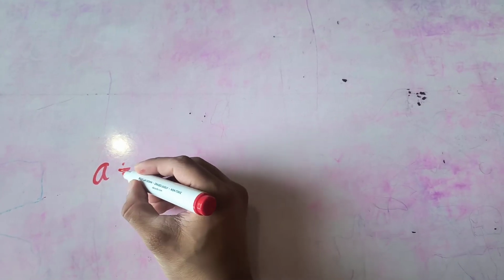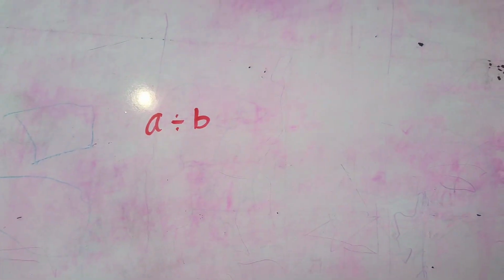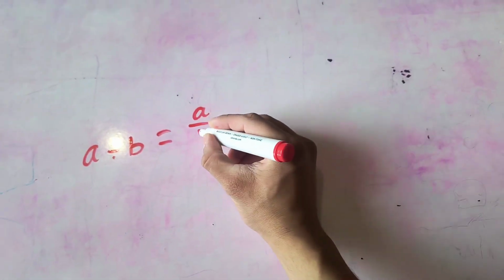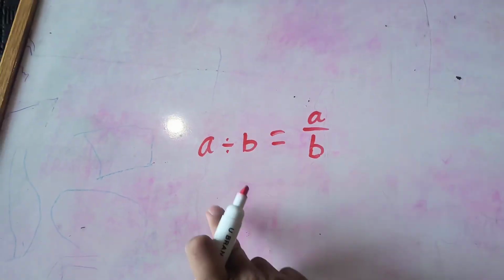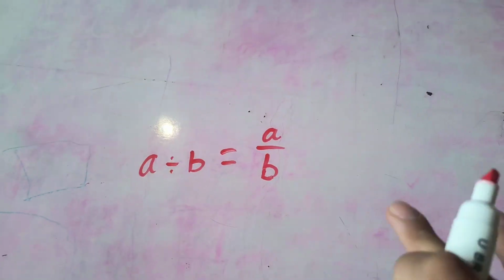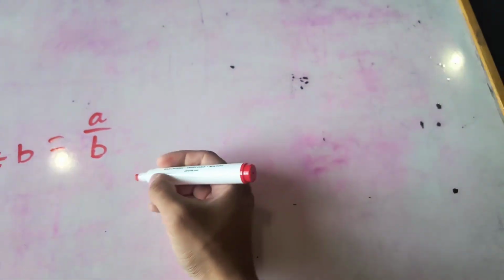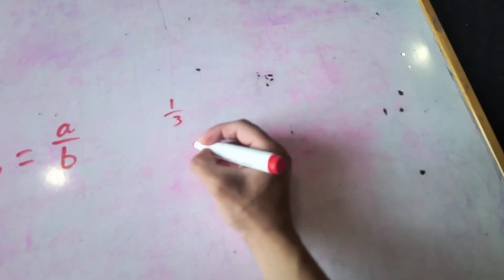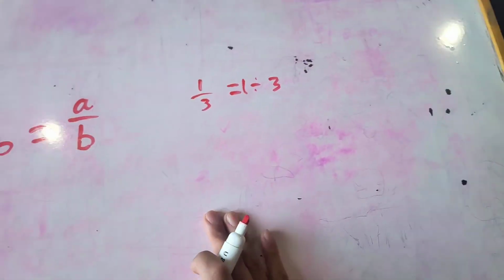If we were to divide that number A by the number B, this is the same thing as saying A over B. This is just the fraction notation of division. Division and fractions are exactly the same. You divide the top number by the bottom number. I can show you with 1/3, for example. 1/3 is the same thing as dividing 1 by 3.